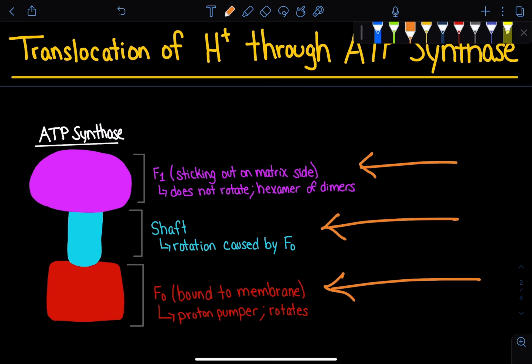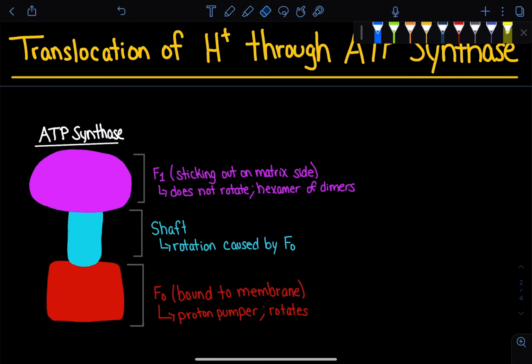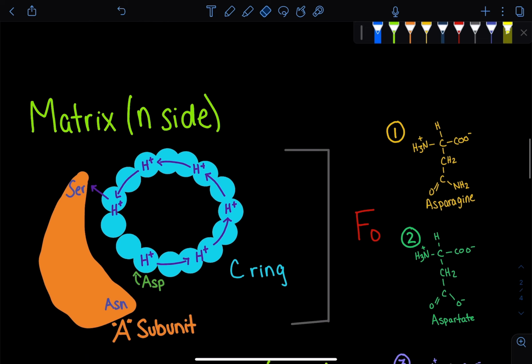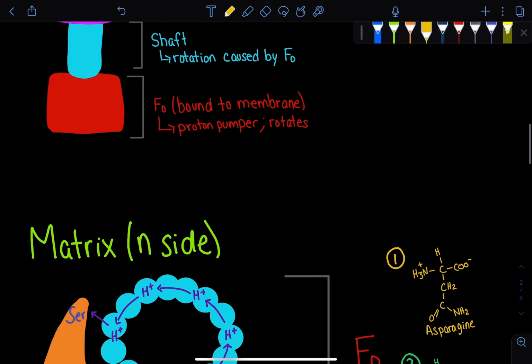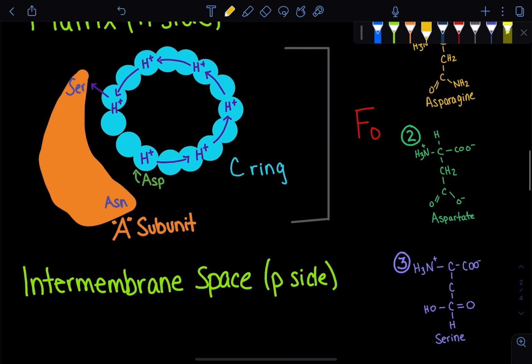The F0 is bound to the enzyme, and it's essentially the proton pumper. The shaft is in between, and the shaft rotates as F0 rotates. And when the shaft rotates, it causes a conformational change in F1, and in F1 we'll see the synthesis of ATP. But here specifically we're going to focus on F0. So F0 is over here at the bottom, and we're just going to zoom in and look at what's going on in F0.